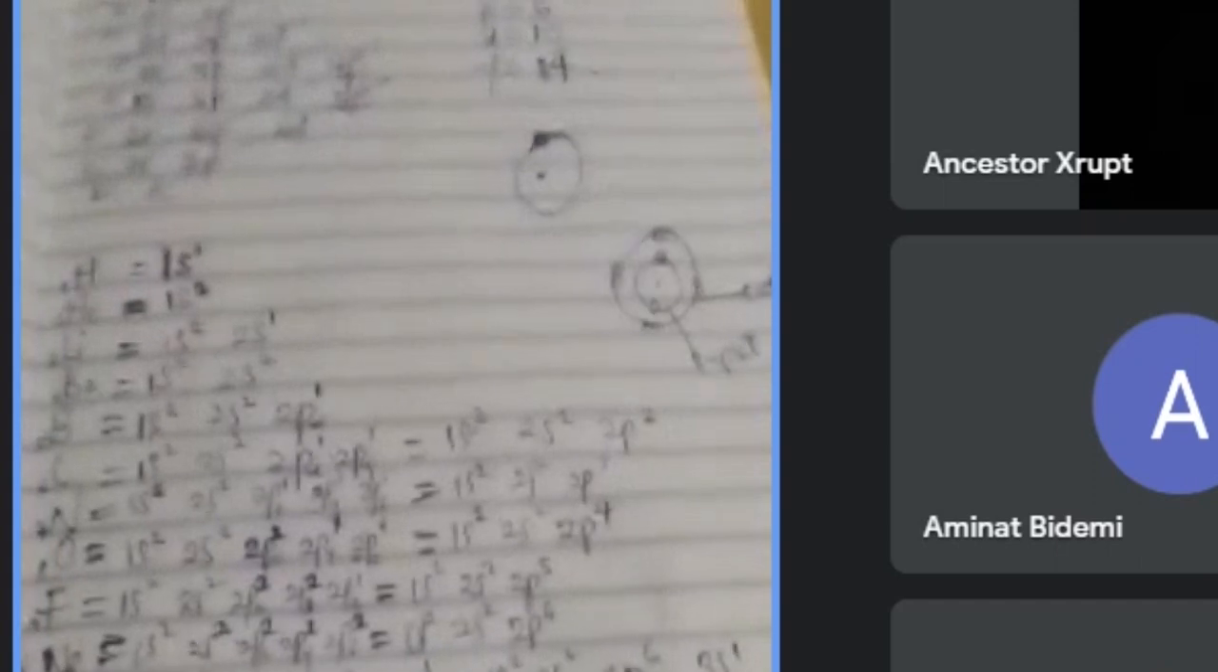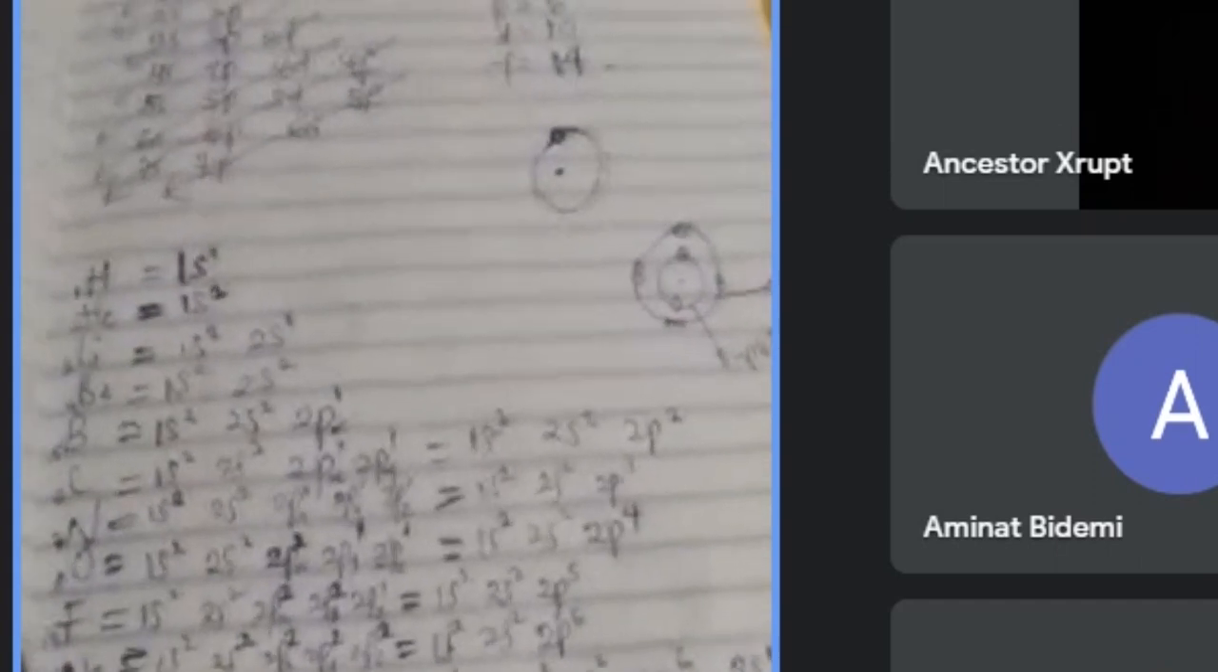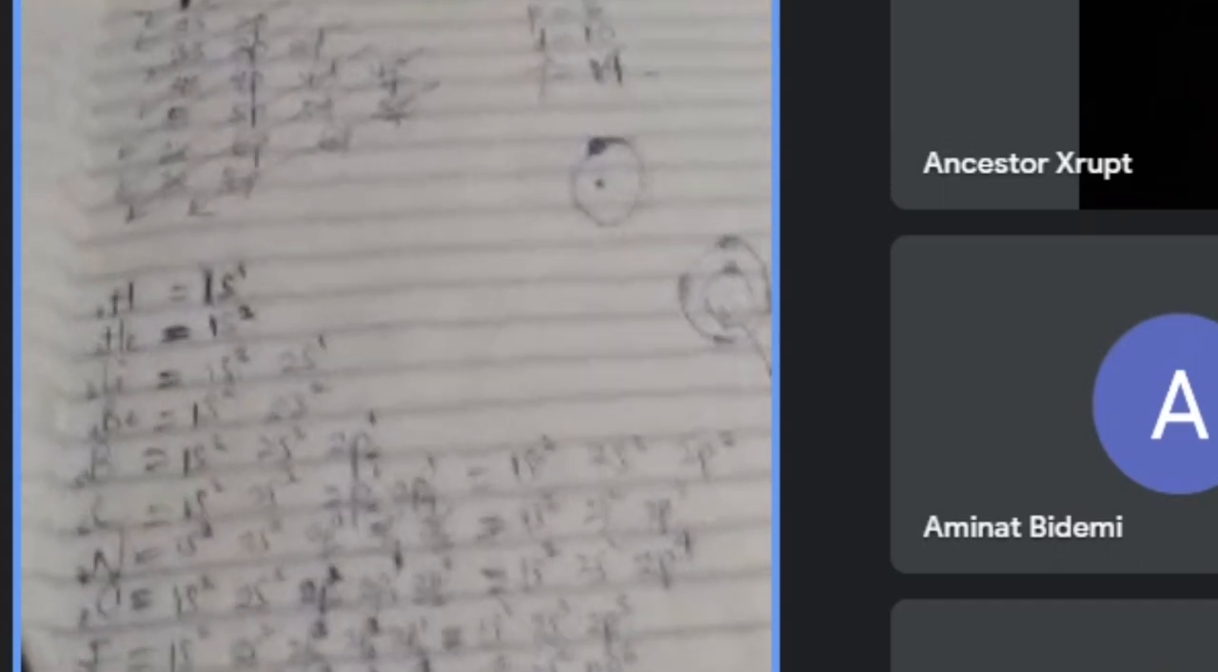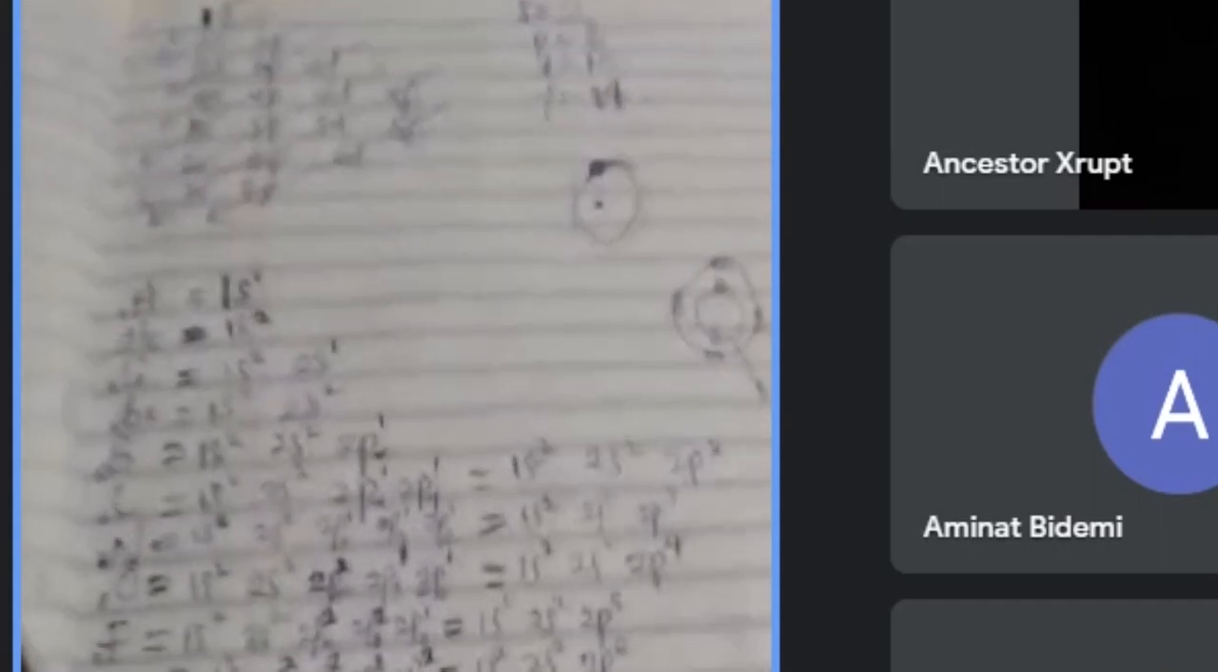So if you are given an element from period 7 or period 6, you must know that its configuration is going to end in 7 or 6.